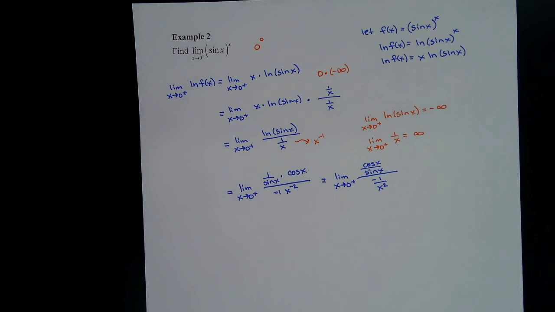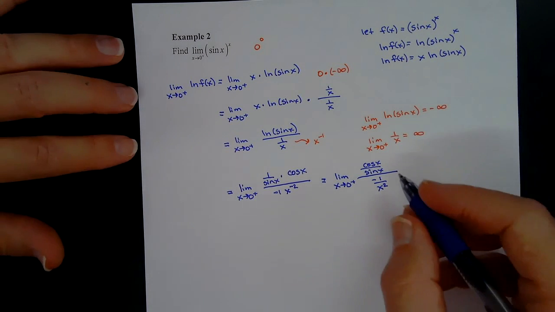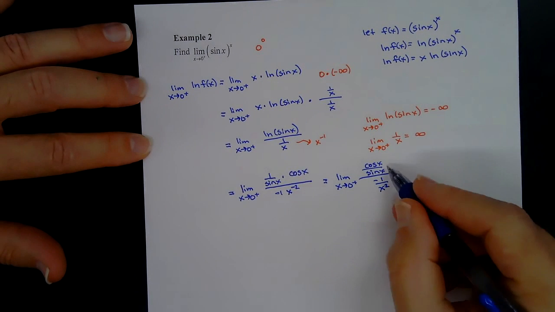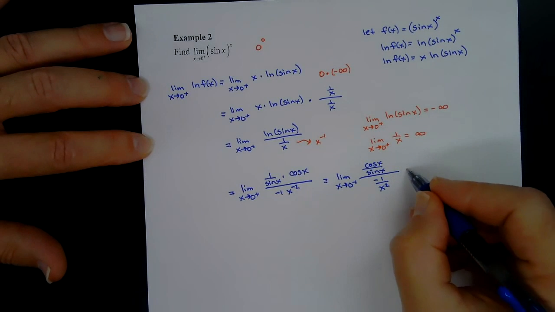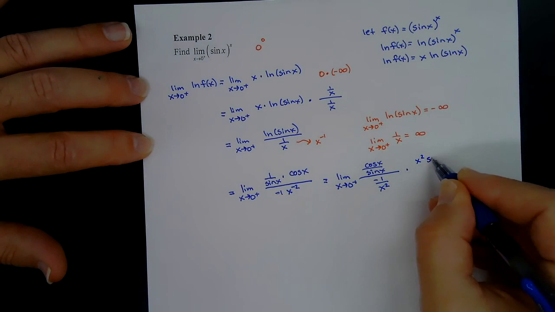Okay, and what I'm going to do next is a little bit of algebra. I'm going to get rid of this complex fraction, so I'm going to multiply top and bottom by x squared and also sine x. So I'm going to multiply by x squared sine x.